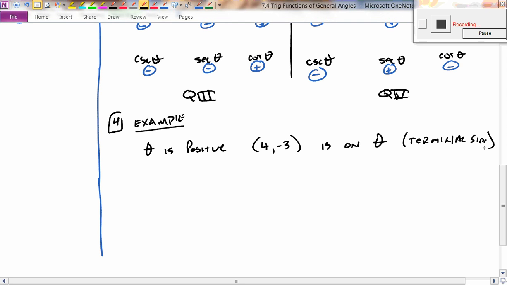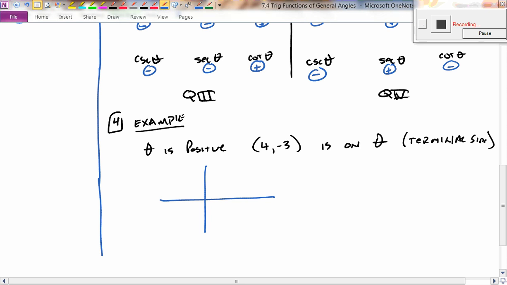Okay, so that's kind of long-winded. So here we go. Find the exact values of all 6 trig functions of a positive angle theta if you know that (4, negative 3) is a point on the terminal side of theta. The best way to get these problems right is to just draw a picture, and that's what we're going to do.